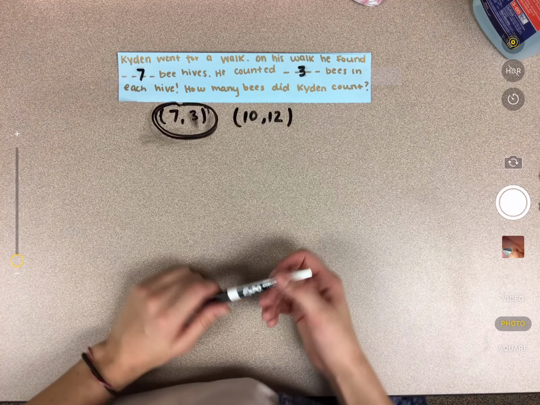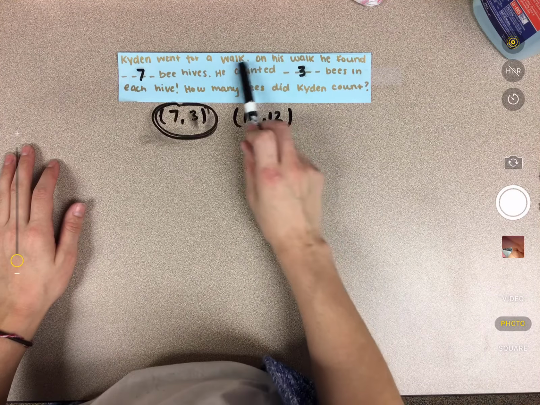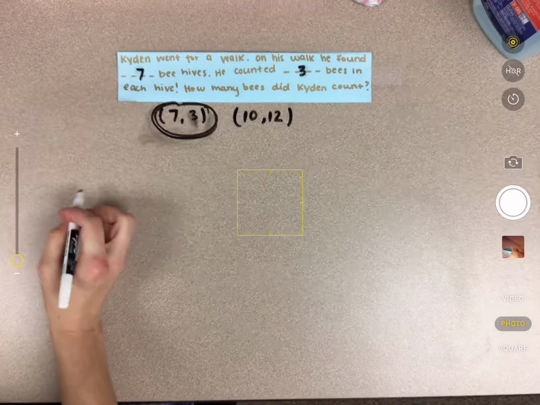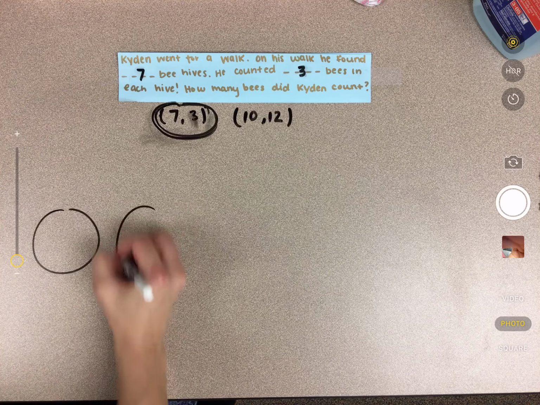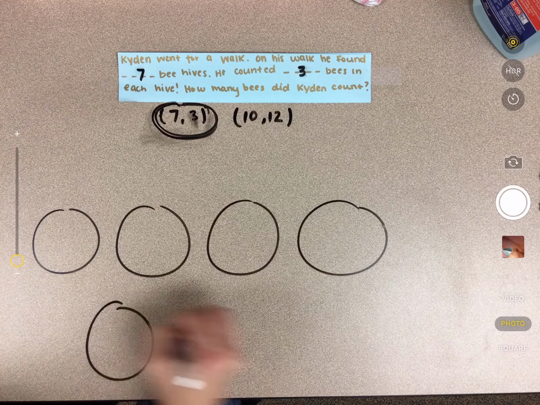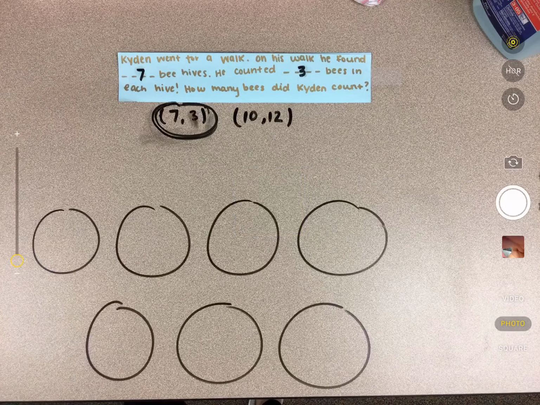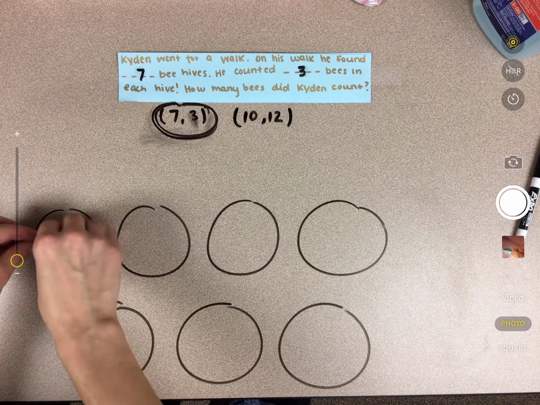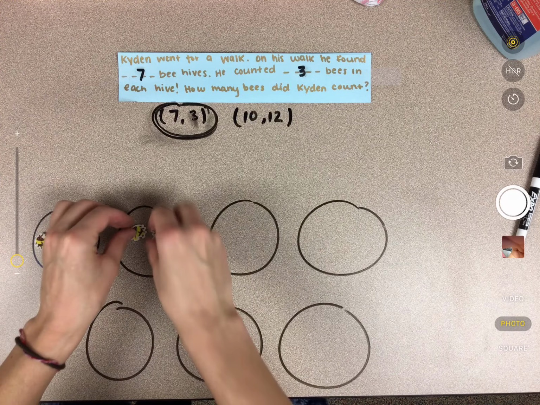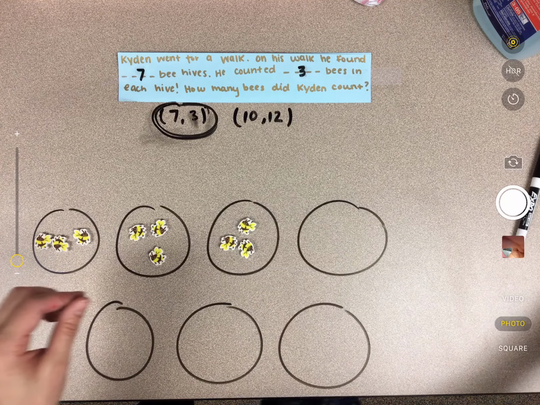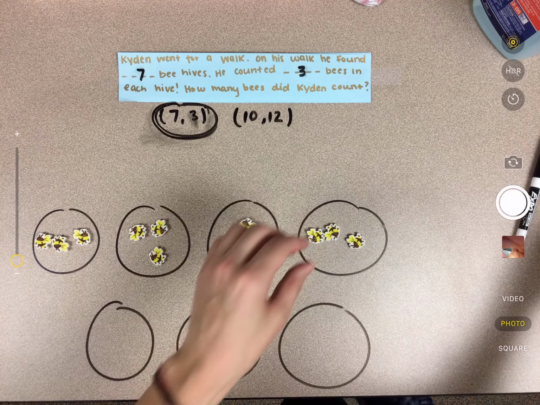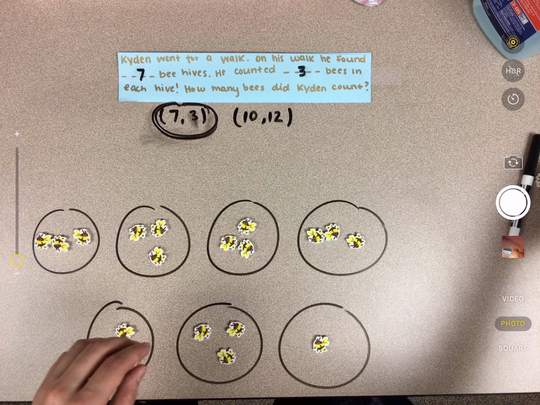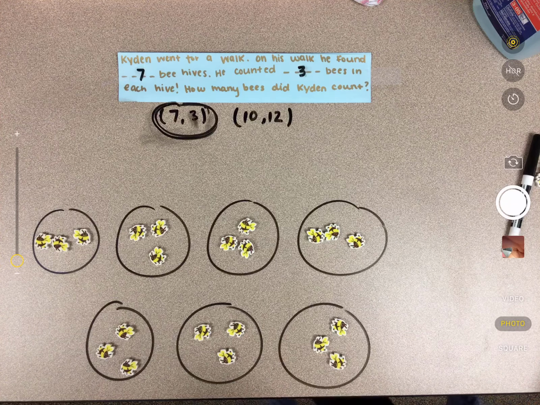So, one way that we can solve this problem is we can break it apart. And we can say that Kaiden went for a walk. On his walk, he found 7 beehives. So the first thing I know that I need to do is draw 7 beehives. So I have 7 beehives. Then it says that he counted 3 bees in each hive. So then I need to put 3 bees in each hive. Then the next thing that I need to do is count all these bees because I need to figure out how many bees Kaiden counted when he was counting the bees in the hive.